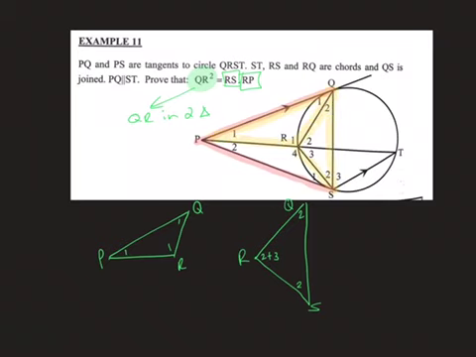All right, so here we have a tangent. Tangent hits a chord. Chord makes an angle. So there I've got Q1 equal to S2, tan chord theorem. All right, now we only need to find one more pair, because the third pair will be equal by default because of angles of a triangle.